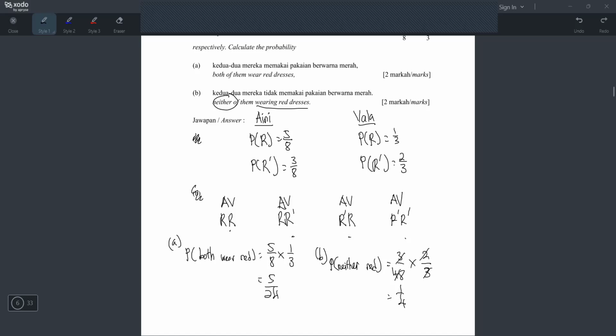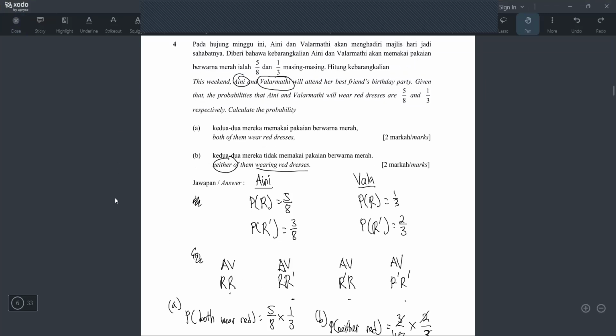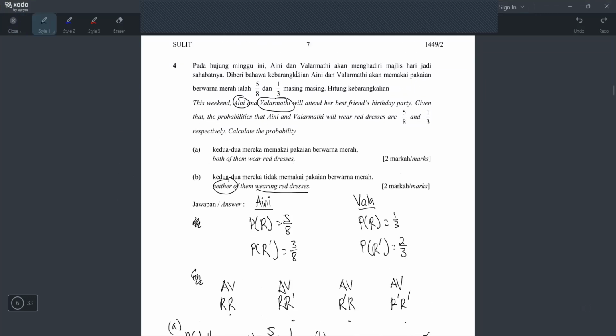Okay, let me check with the answer. So this is question number 4, right? So what is the answer for question number 4? 5 over 24, 1 over 4. Yep, correct. Okay, before I continue, there's still some important information I want to say. I have one advice. When we do probability, please make sure you write down all the possibilities first.